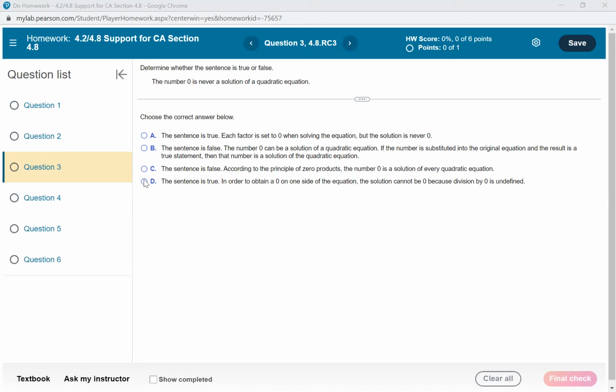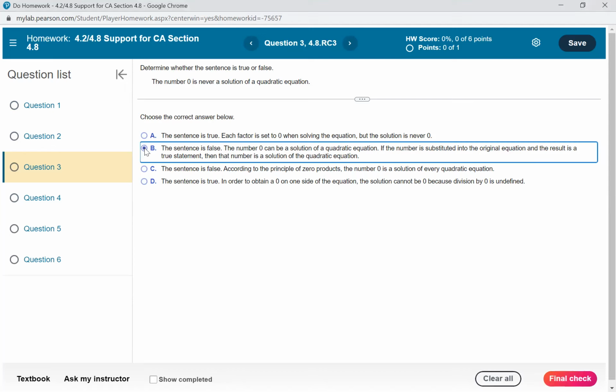Oh, so they're saying the number 0 is never a solution. That's false. 0 can be a solution, okay? So let's see what they're saying. The number 0 can be a solution if the number is substituted into the original equation and the result is a true statement, then that number is a solution. So we would definitely go with B.